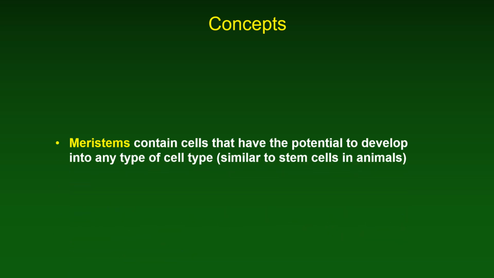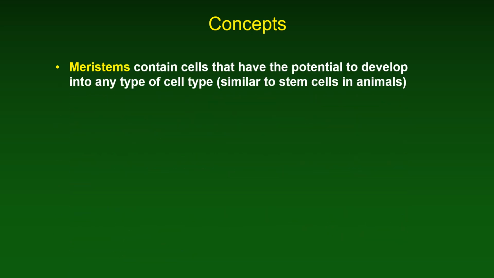A couple quick notes about growth before we go on. Meristems, if you remember, are regions that contain cells that are dividing rapidly by mitosis, and these cells have the potential to become any other type of cell. They're similar to stem cells in animals.